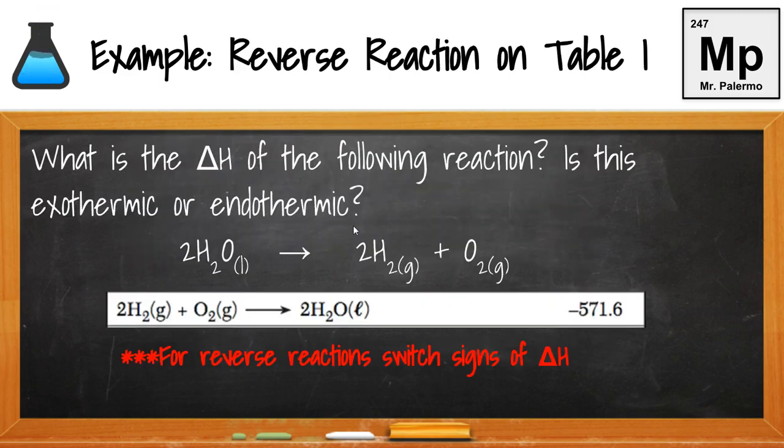What happens if the reaction that you have is the reverse of what's on Table I? For example, if you had a question, what is the delta H in the following reaction, and is it endothermic or exothermic? Here we have the decomposition of water into hydrogen and oxygen gas. But on Table I, it's the opposite: it's the synthesis of water. The synthesis of water is negative 571.6, so it's an exothermic reaction, meaning energy is on the product side. If I go in the opposite direction, the sign is going to switch. The magnitude, the number, doesn't change, just the sign. So since this reaction is reversed, it's going to be a positive 571.6 kilojoules. So it's endothermic for the decomposition, and on Table I, for the synthesis, it's exothermic.